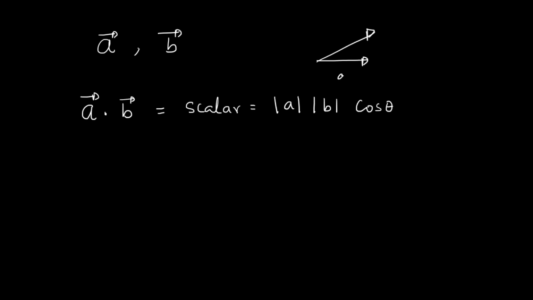scalar dot product, and we emphasize the word scalar because we're going to get the answer as a number, and this number will be equal to the modulus of A times the modulus of B into cos of the angle between them, and this is the scalar dot product.